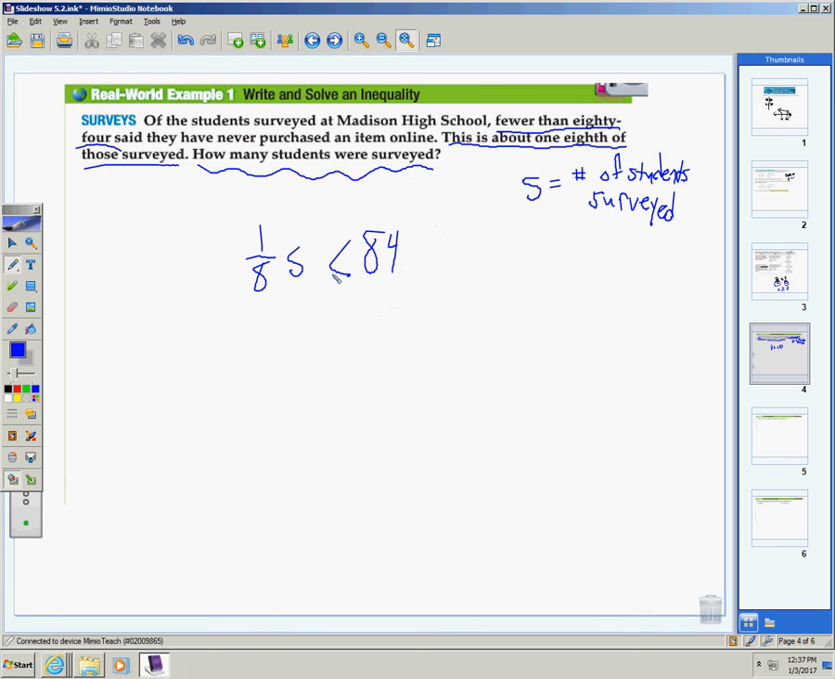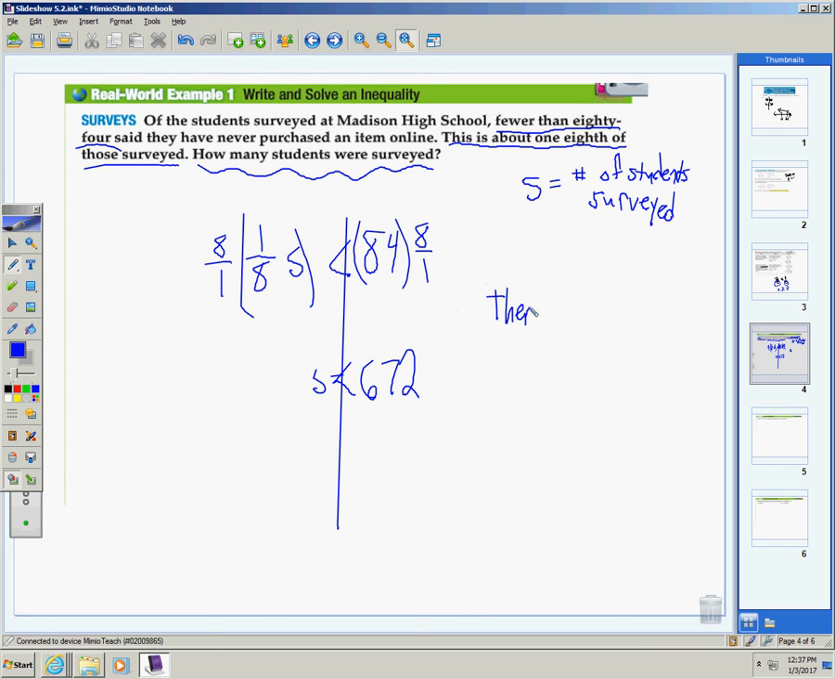Now to solve this, it's just like we would solve an equation. I have a fraction, so I'm going to multiply each side by the reciprocal. And I get S is less than 84 times 8, which is 672. So how many students were surveyed? Well, we don't know exactly, but we do know there were less than 672 students surveyed.